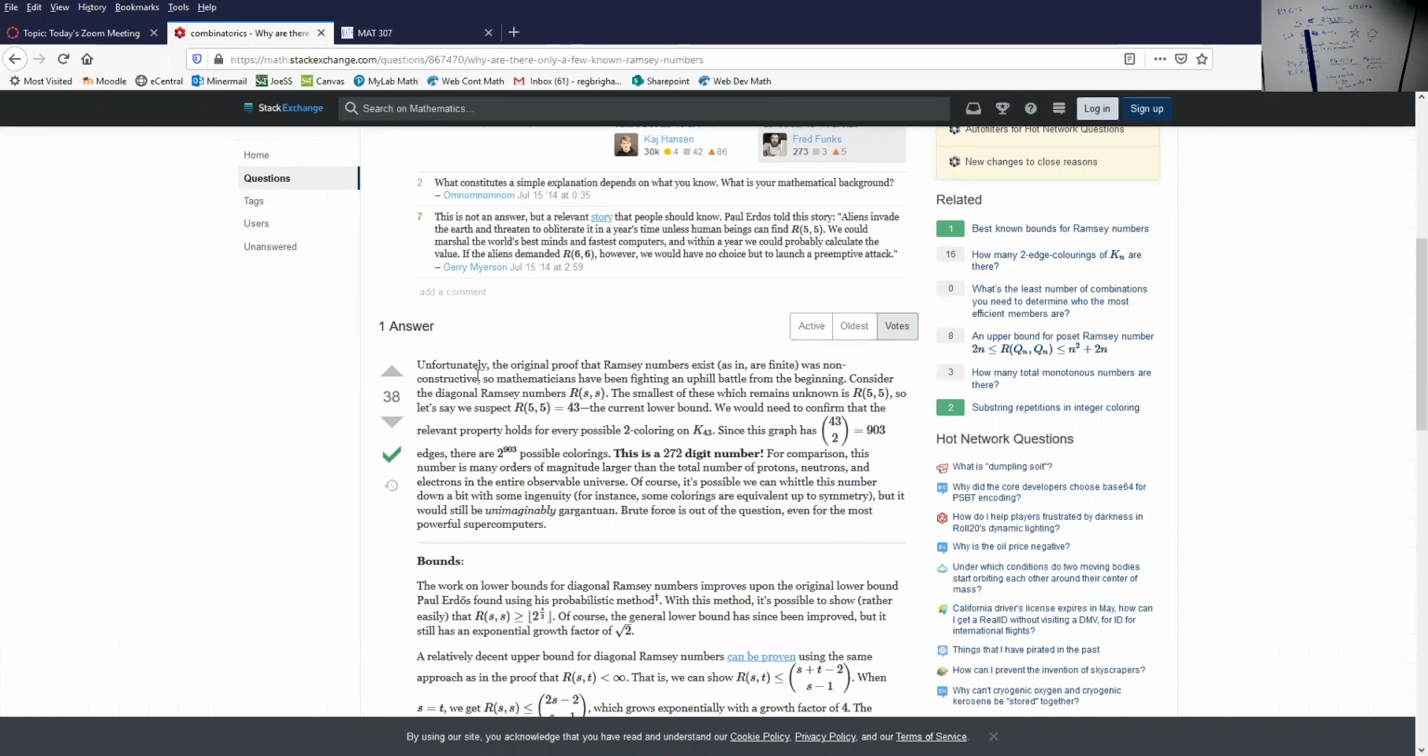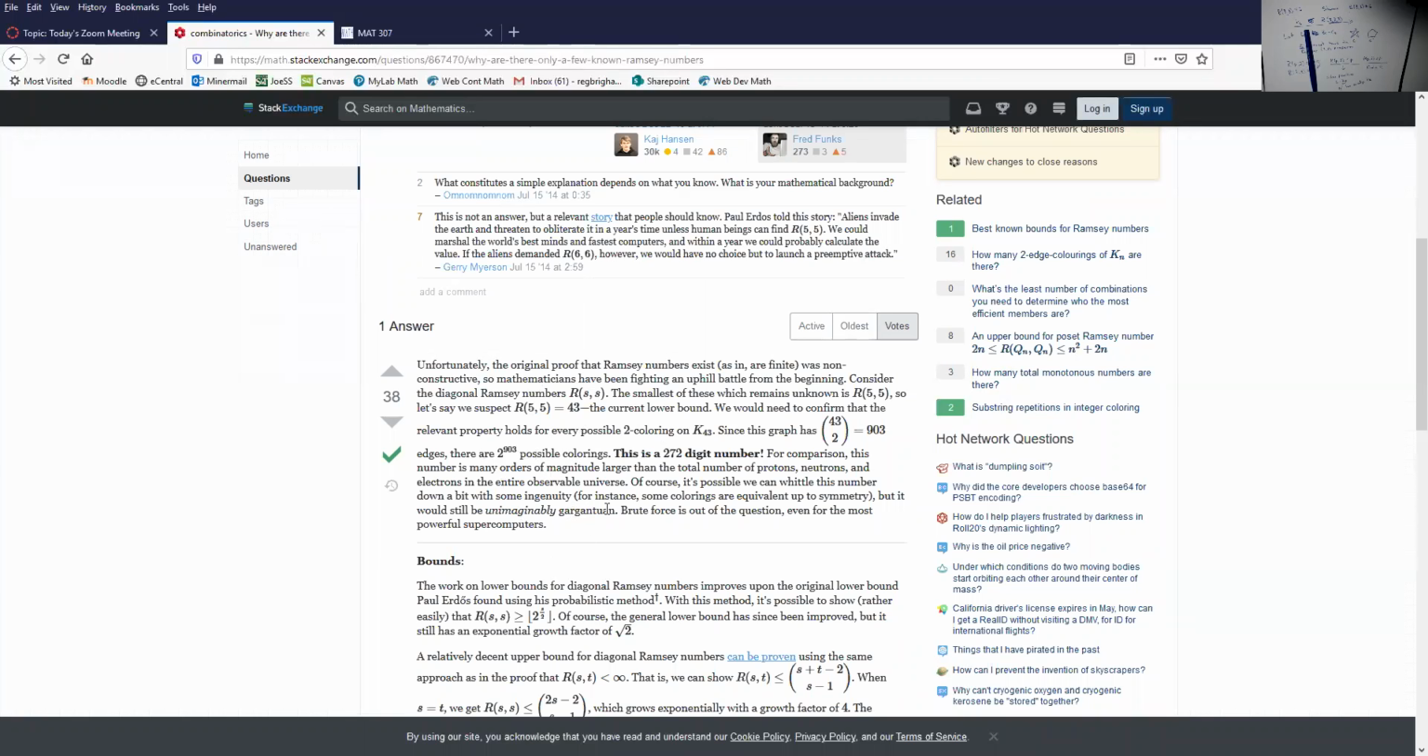And this part right here is nice. So R(5,5) ≥ 43 is the current lower bound. So the graph has 903 edges, and so there are 2 to the 903 possible colorings, which is the same as saying that there are 2 to the 903 possible graphs to check, graphs and their complement. So it's the same whichever way you do. This is a 272 digit number.